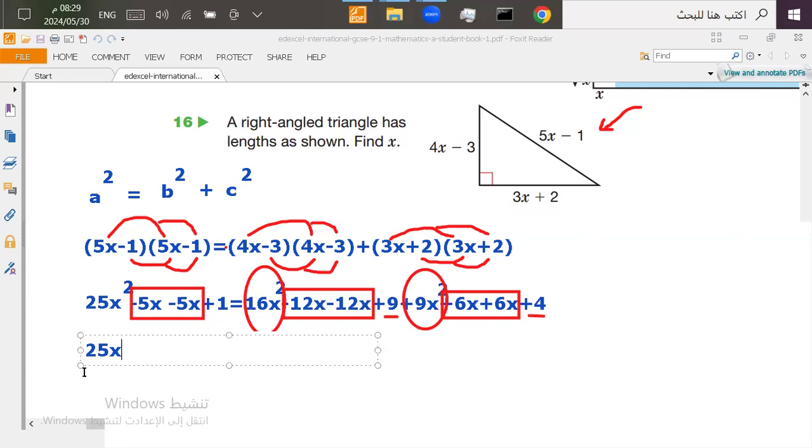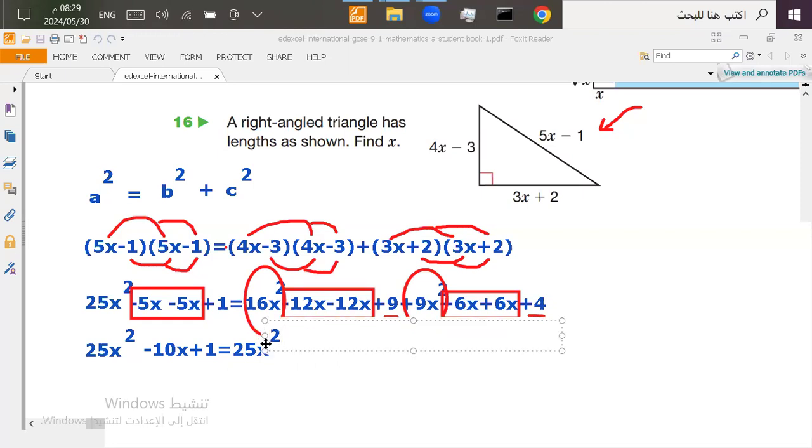So 25x power of 2. And then minus 5 minus 5 is going to be minus 10x. And then plus 1 equals 16x squared plus 9x squared. So 16 plus 9 will equal what? Will equal 25. Very good. 25x power of 2. Focus on the numbers, okay? This one is done. Now we come to this one.